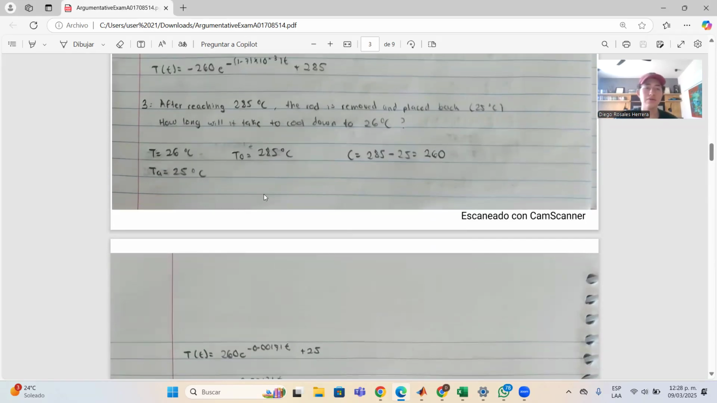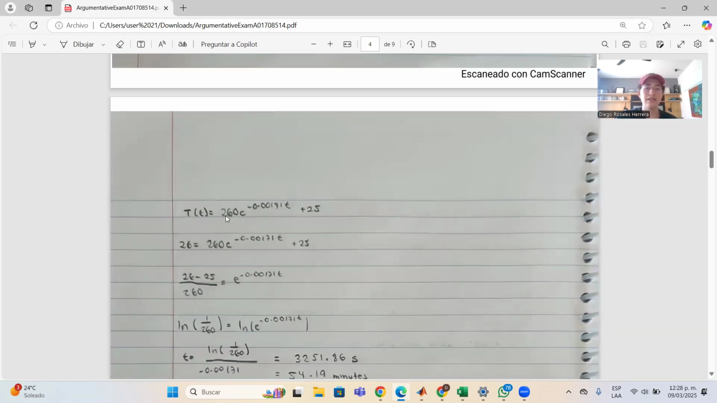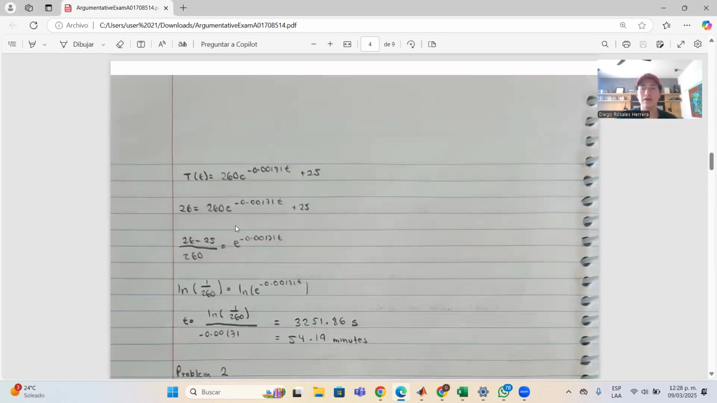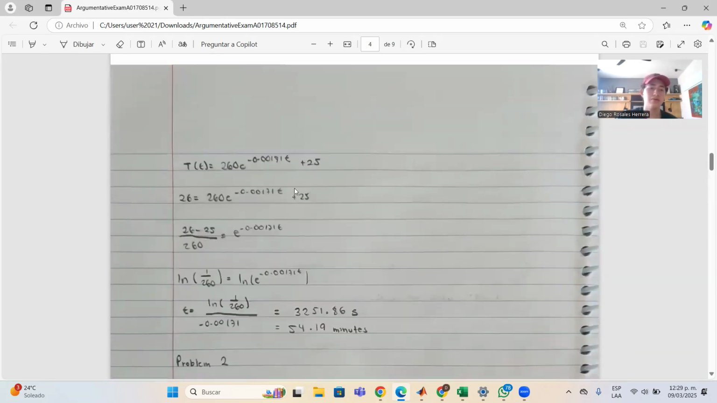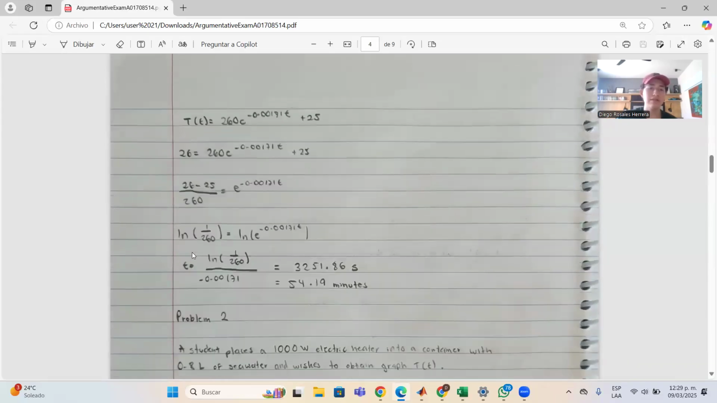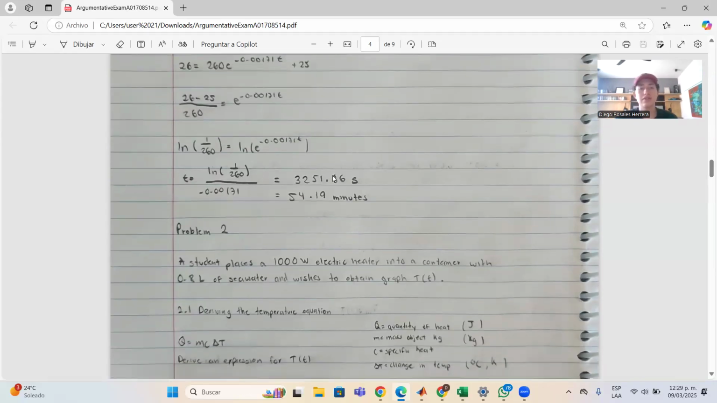Here we have a new initial temperature, which is 285, and ambient temperature 25, and C, which is the difference. We place these values into the equation. Now, substituting the temperature 26 on this side, we can isolate for T. Once again, we subtract 25, divide by 260, and use the same rule as before in order to isolate T, and we get that T equals the natural logarithm of 1 over 260 divided by K. The final result is 3,251.86 seconds, or 54 minutes.